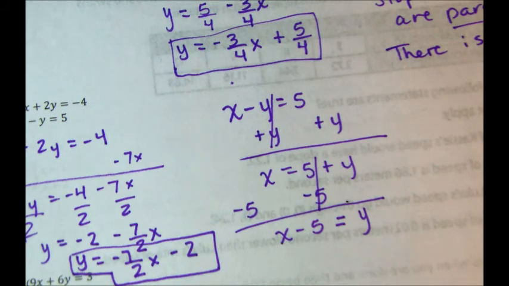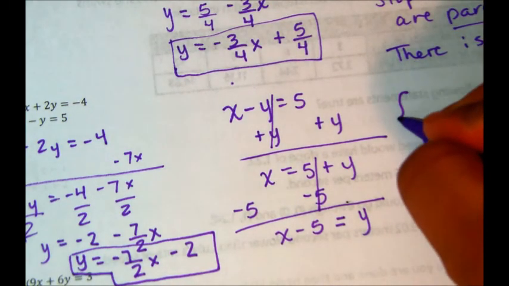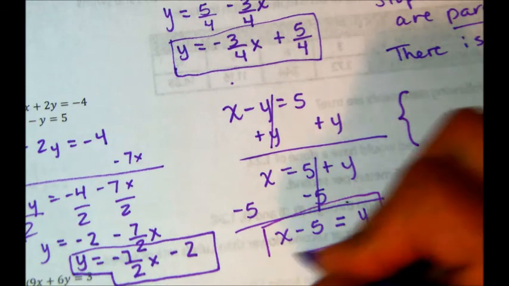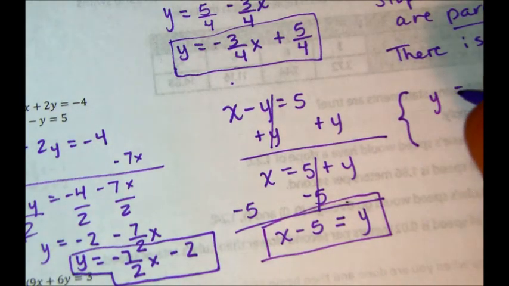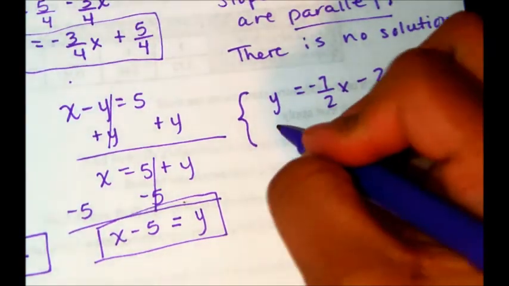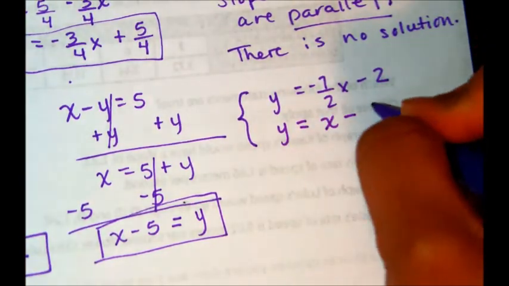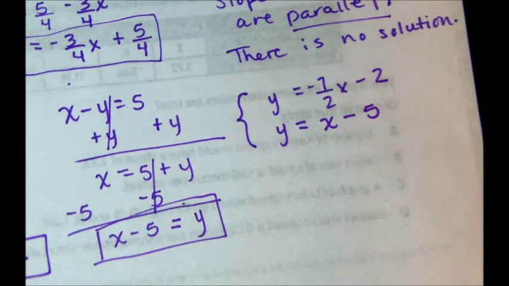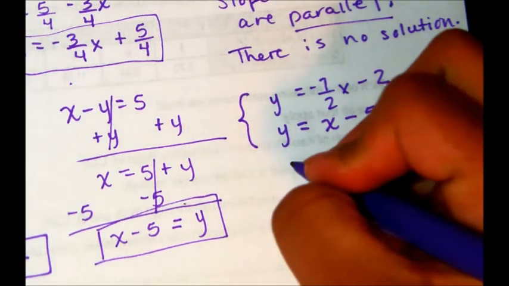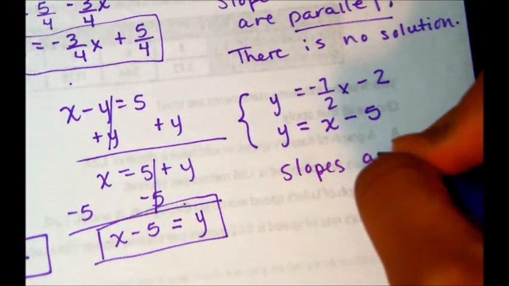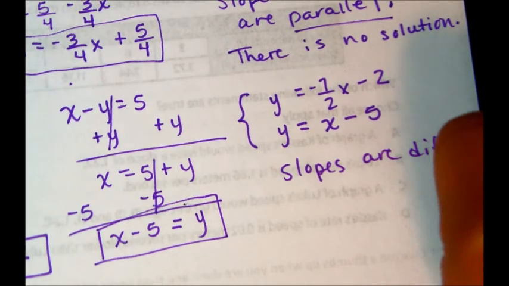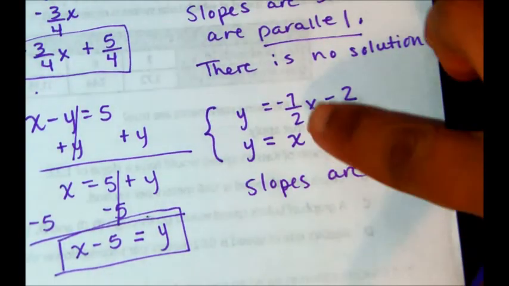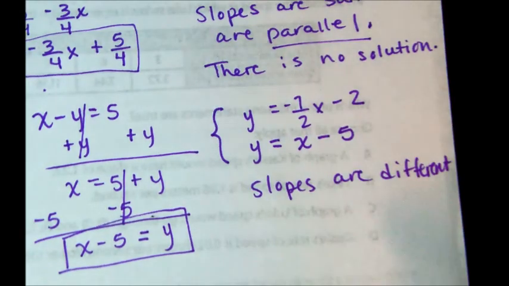Well, I'm going to go ahead and stack these equations, the system. So I'm comparing y equals negative 7 over 2 x minus 2, and y equals x minus 5. What do you notice about our slopes? Yeah, I noticed that the slopes are different. Particularly in equation 1, my slope is negative 7 over 2. And in equation 2, my slope is a positive 1 over 1.